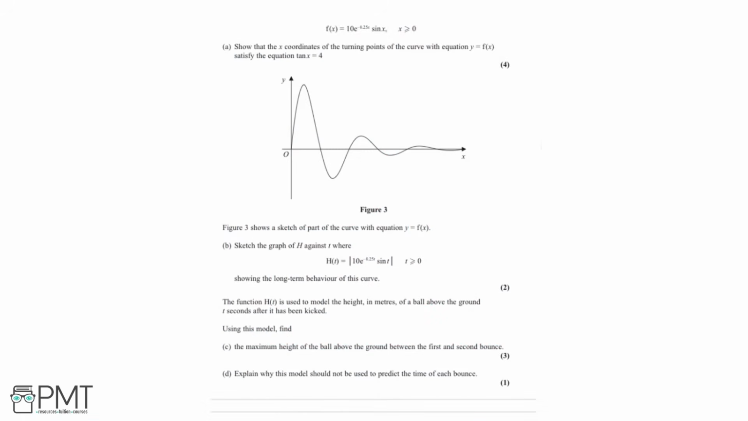So we're going to take a look at this question here. Now it's actually quite a long question, it's 10 marks. So we're going to look at each part individually and gradually build it up. So firstly, just look at part A. We are given that f of x equals 10 multiplied by e to the power of minus 0.25x multiplied by sine x. And we know that x is greater than or equal to 0. And part A says we need to show that the x coordinates of the turning points of the curve with the equation y equals f of x satisfy the equation tan x equals 4. And this is for 4 marks.